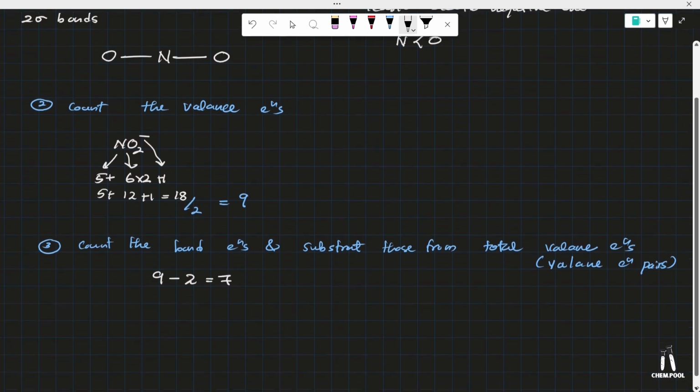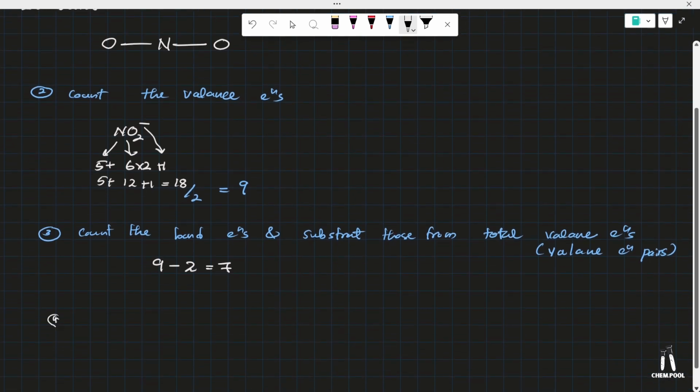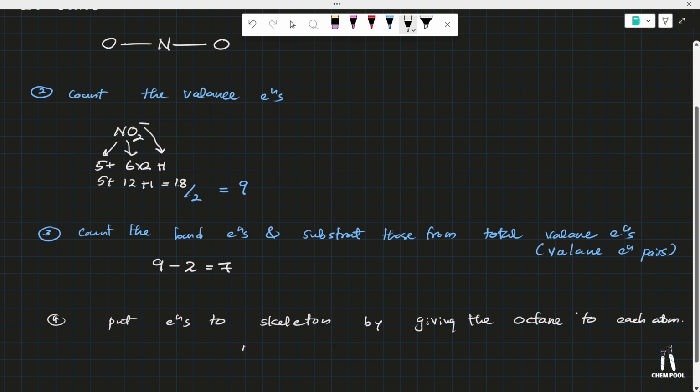Then fourth step, put electrons to the skeleton, right? Put electrons to skeleton by giving the octet to each atom. Here also we have priority. First I put the electrons first for most electronegative one.